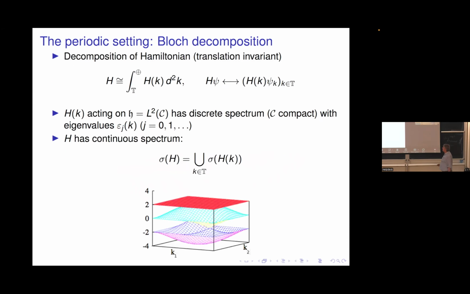And here's the picture. So here's the torus down at the base, with opposite sides identified, and each point k has two components, k1 and k2. The point is here, and above it there are just discrete eigenvalues. And the spectrum of the whole operator is the union of all these discrete spectra. And that union no longer is discrete, but is continuous, because these discrete eigenvalues vary as k varies.